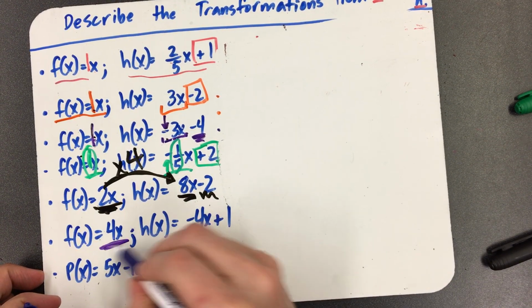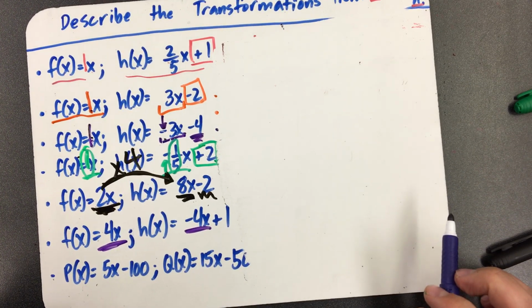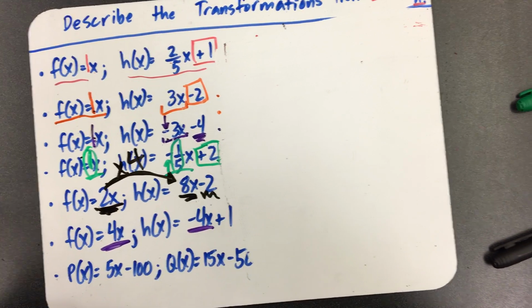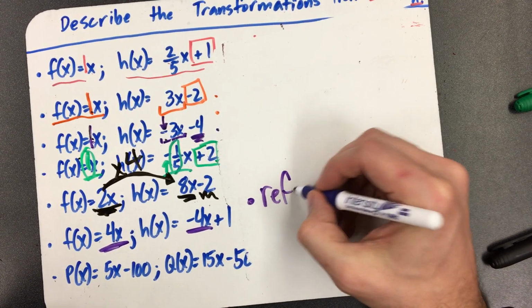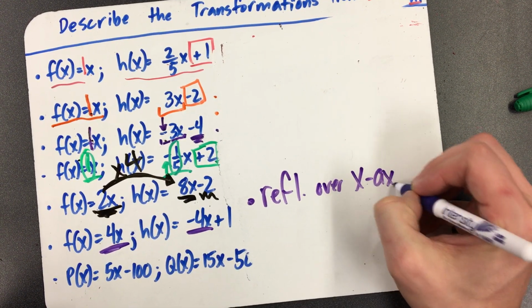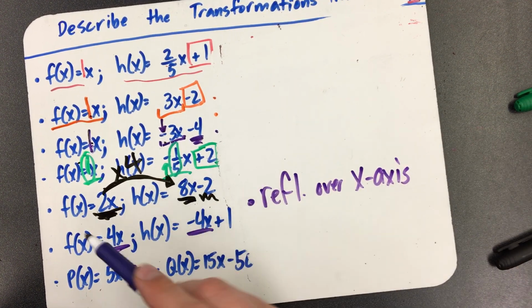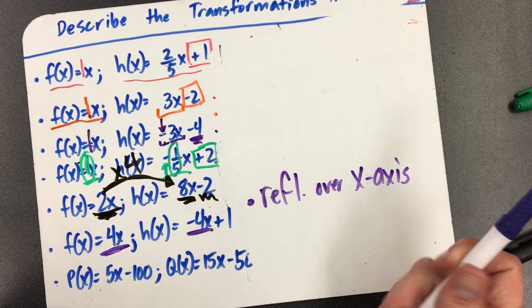Look what we have here. We started with 4x. And now look at this one. It's negative 4x. So we went from positive to negative. That immediately tells me we've done a reflection over the x-axis. The fact that the sign switched, not even looking at the numbers yet, positive switching to a negative means you have a reflection over the x-axis.